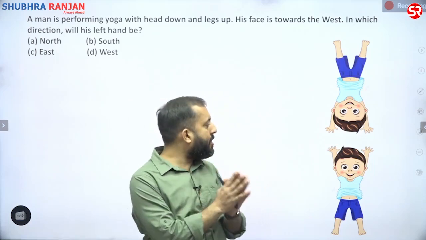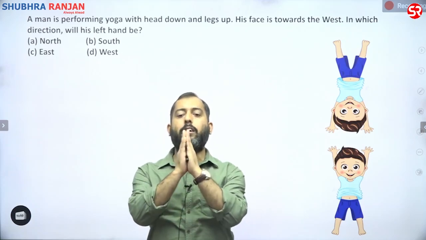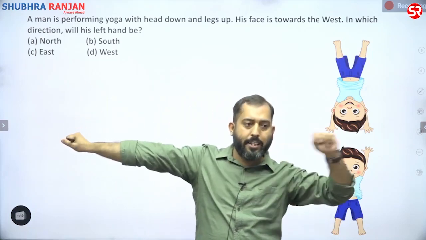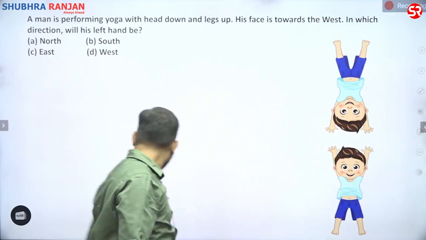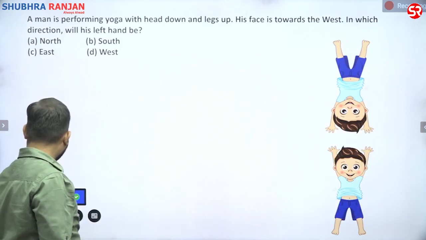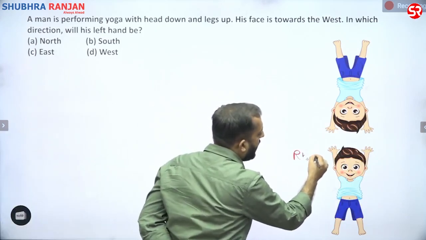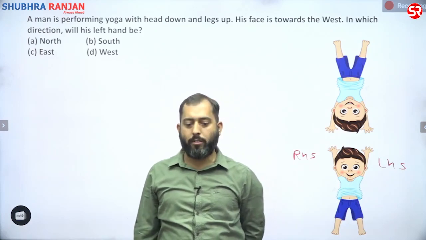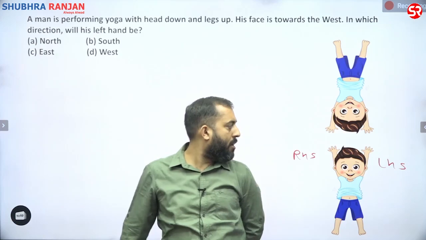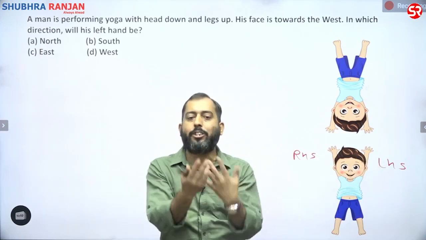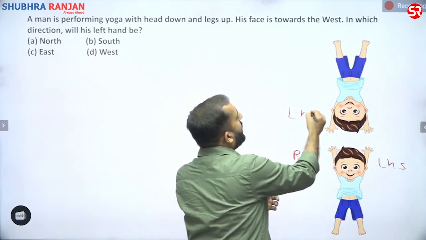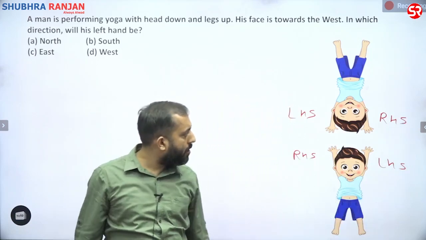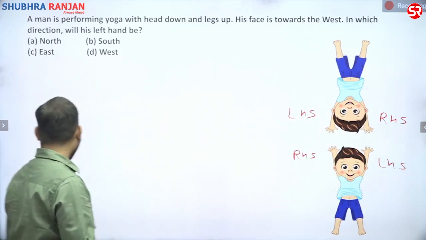Listen, in this question, what I was saying is, if in this simple upright position, if I'm facing you, then this is my right hand side and this is my left hand side. So this is the standard position. So right now I am standing upright. So this is my right hand side and this is my left hand side. Okay. And if you make me upside down, then my left and right hand sides will get interchanged with each other. So this will become left hand side and this will become right hand side. Done?